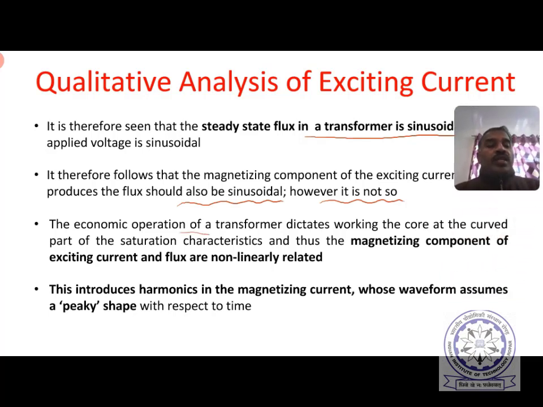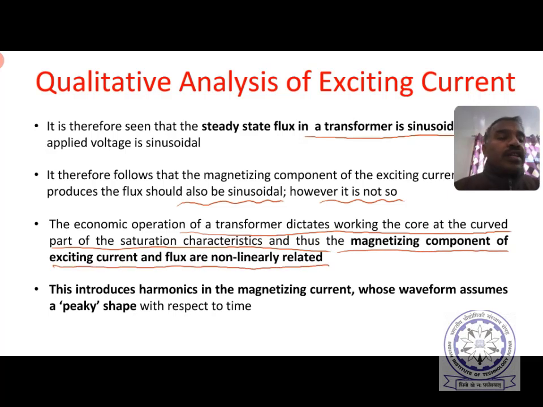The economic operation of a transformer dictates working the core at the curved part of the saturation characteristics, and thus the magnetizing component of exciting current and flux are non-linearly related. See, if there is a linear relationship between I and phi, then if flux is sinusoidal, I also should be sinusoidal. But there is no linear relationship. Why? Because the core operates at the curved portion of the saturation characteristics.